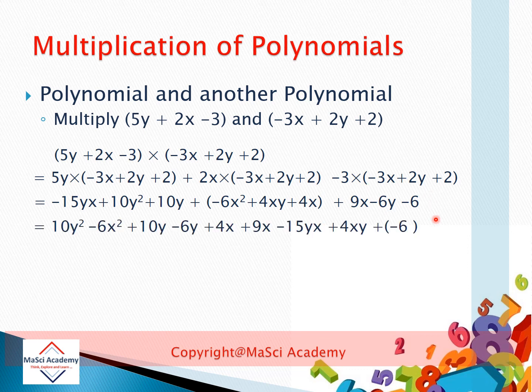Now we rearrange all these terms to bring together all the like terms. 10y square, minus 6x square. Next we have 10y and then minus 6y. 4x plus 9x, minus 15yx plus 4xy. Please note that minus 15yx and 4xy are like terms. Even though the order of the literal factors is different, their powers are the same. So both of these are like terms. And then we have minus 6.